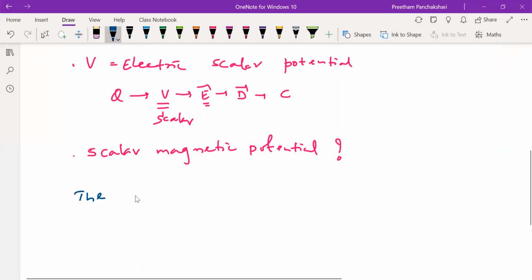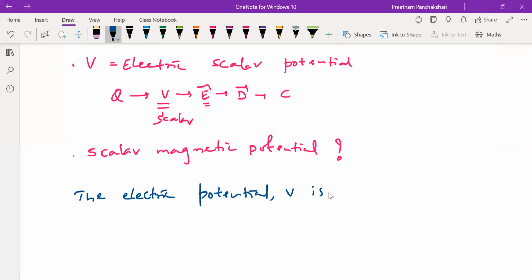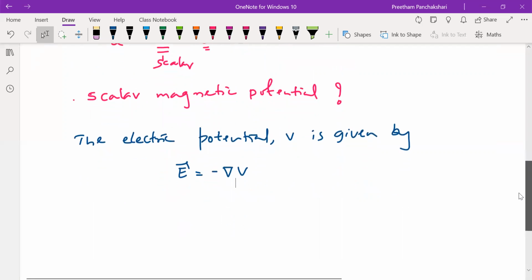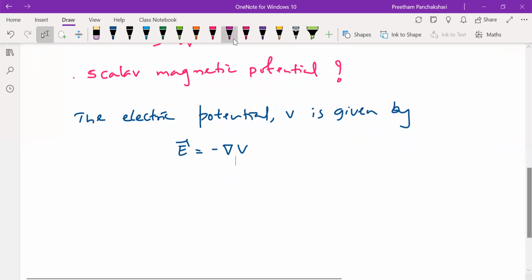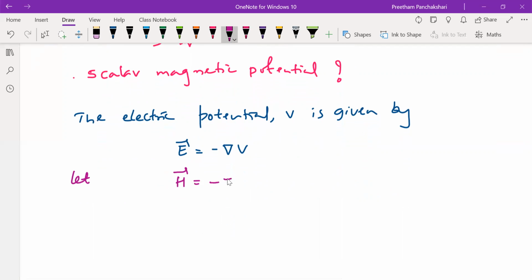The electric potential, that is V scalar, is given by the relation E equals minus del V, the negative gradient of potential. This is the fundamental relation between electric field and electric potential. So let us define a similar relation for the magnetic field. In place of electric field intensity, we consider magnetic field intensity, H equals the negative gradient of a scalar potential Vm. Let us assume that this equation exists.